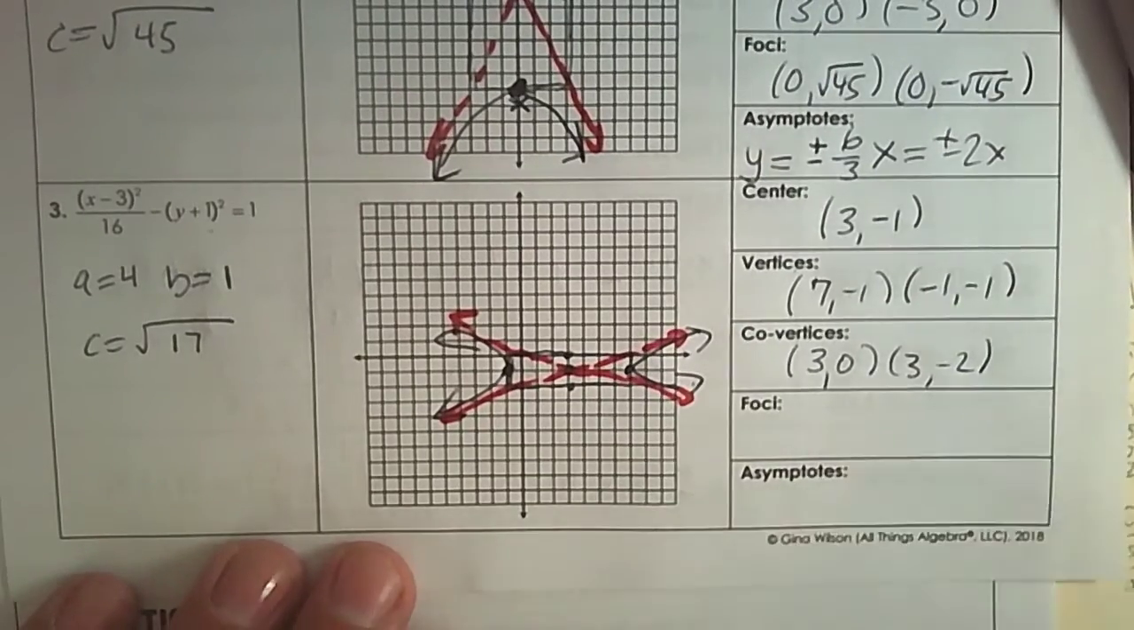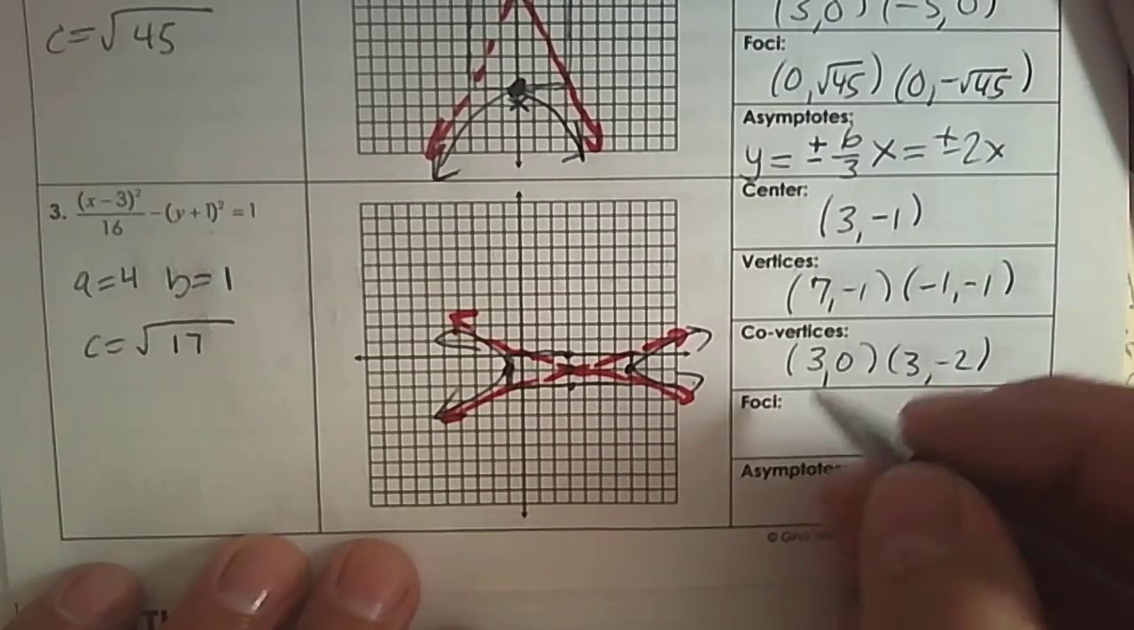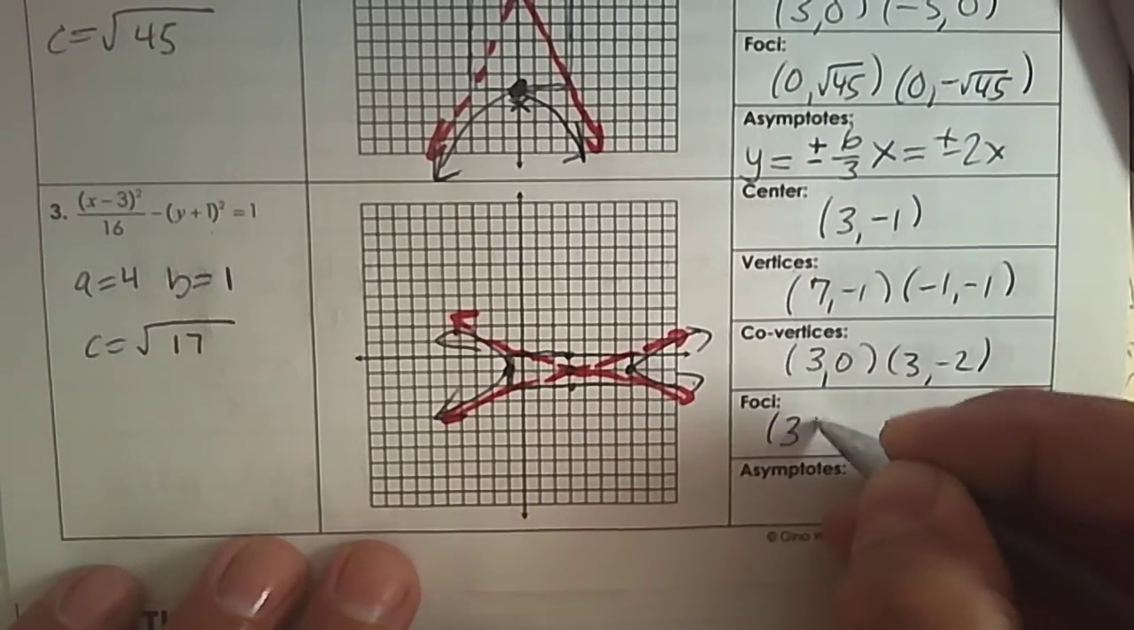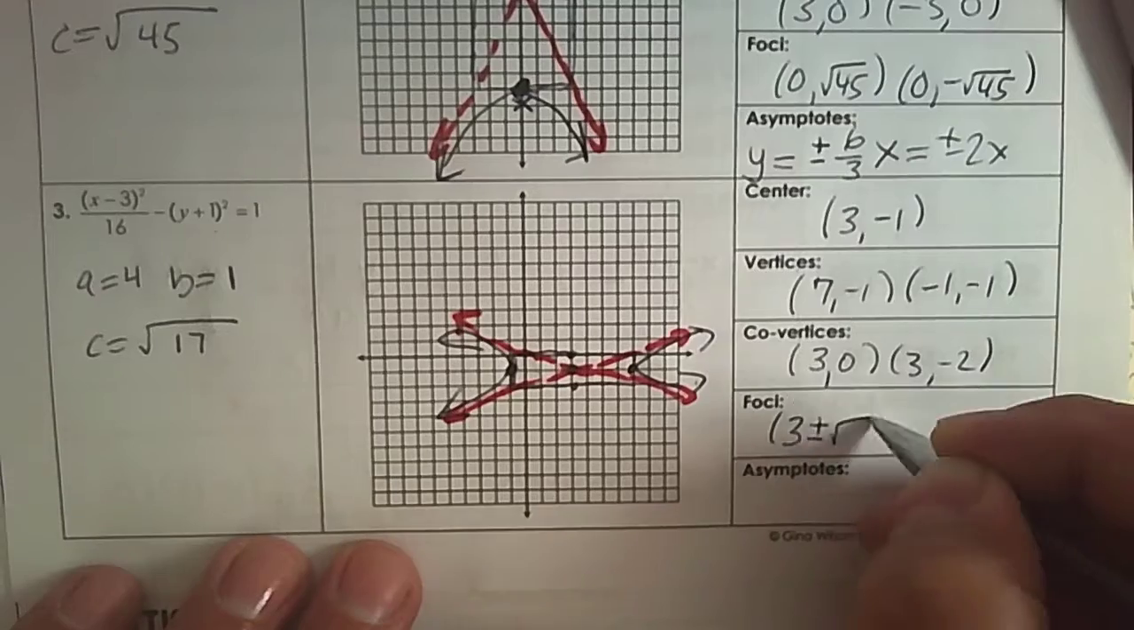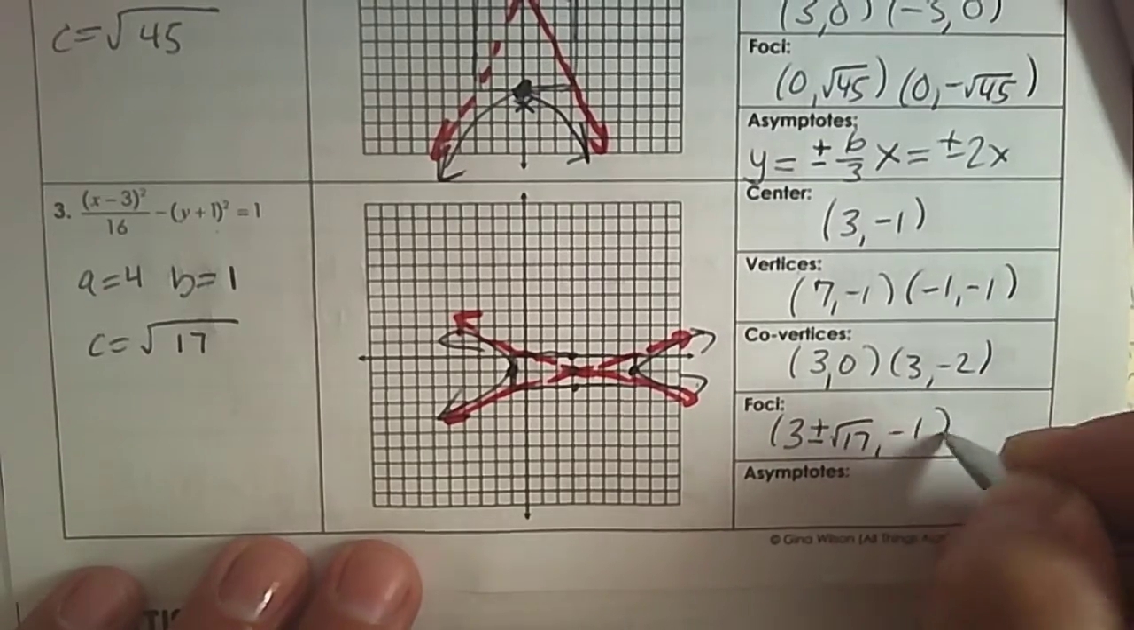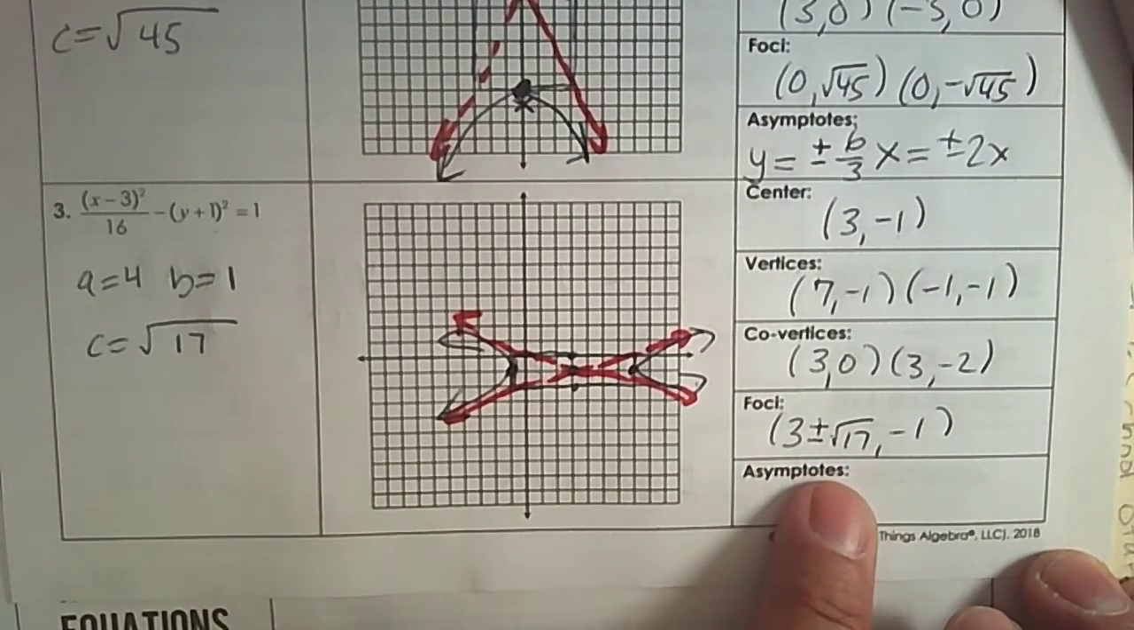For the foci, it's the square root of 17, and it affects the x-coordinate of the center. So plus and minus root 17, and negative 1. So that's where the foci are.